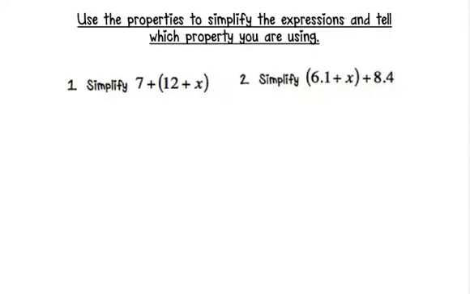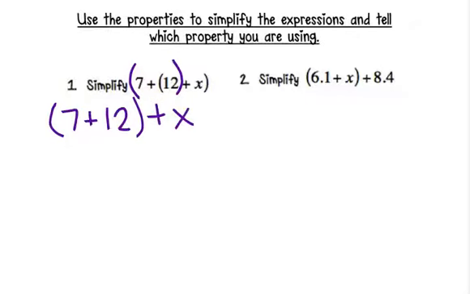Okay, here we go. Use the properties to simplify the expressions and tell which property you are using. All right, so let's look at number 1. Here we have 7 plus 12 plus x, and the 12 plus x is in parentheses. Well, we know we can't add 12 plus x because we don't know what x is. So in order to simplify this, we're going to need to move the parentheses to right here. So we're going to write 7 plus 12 in parentheses and then have our plus x out here.